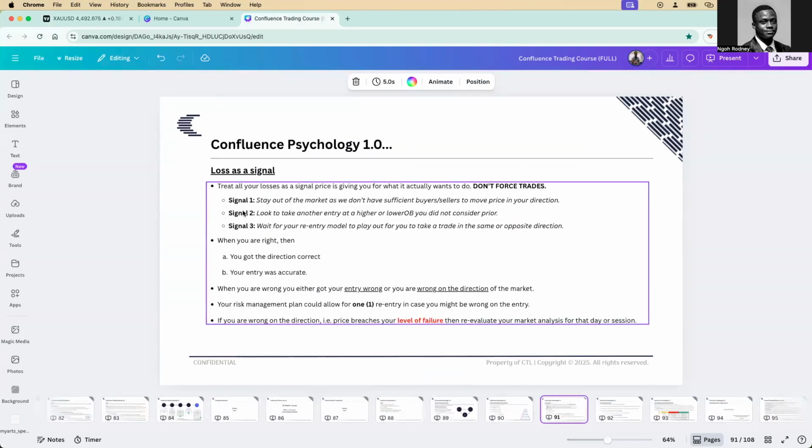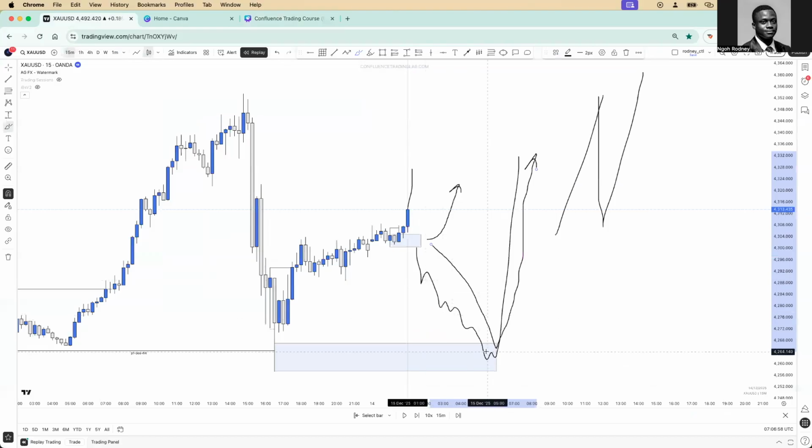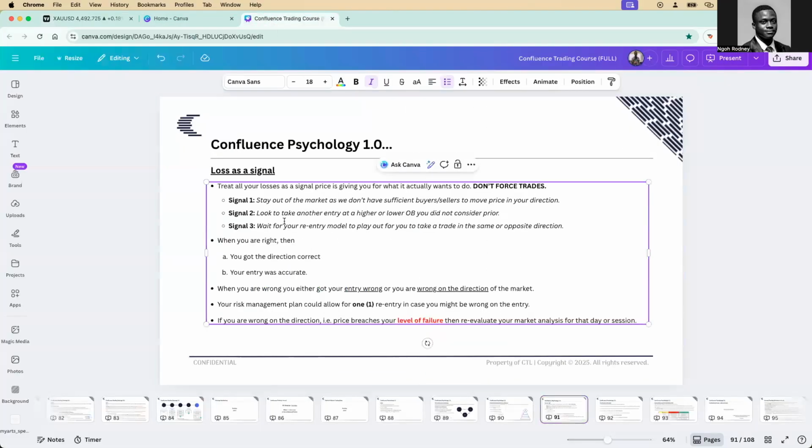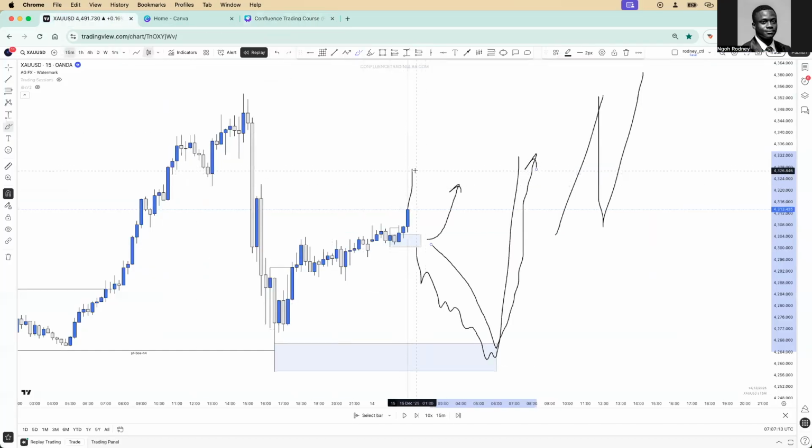And that's exactly why there is this part of this lecture here when it comes to the Confluence way. So he says, when you are wrong, do this. You can stay in the market as you know there are not sufficient buyers and sellers to move price in your direction. You can look to take another entry at a higher or lower order block, which is also what I've explained to you here. In this case, it will be what? Lower order block, right? Now, or you could wait for a re-entry model to play out for you to take a trade in the same or opposite direction. It's just simple.